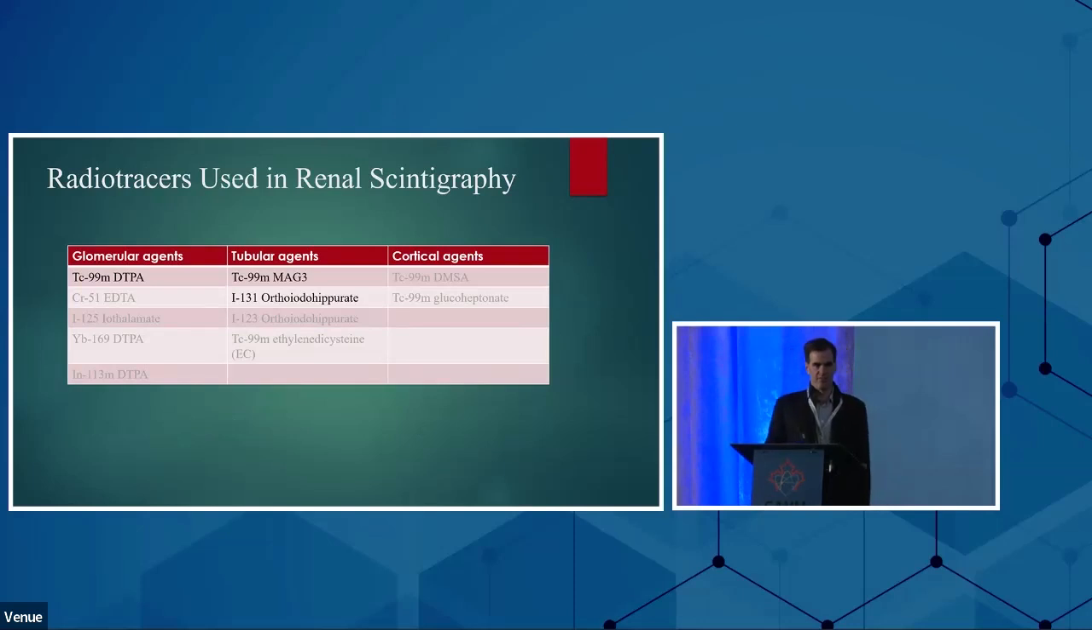So now let's talk about nuclear medicine. There are several radiotracers that are used, but for the purpose of time, I'm just going to talk about DTPA, MAG3, and orthoiodohippurate, or OIH, which I'm going to call it for the rest of the talk.